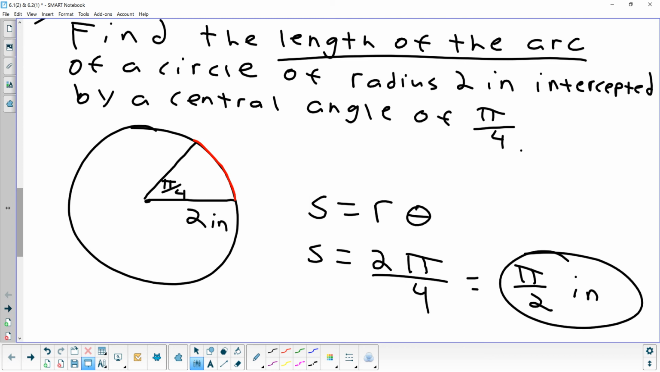Pi over 2 is 90, correct? Degrees. If that was in reference to an angle, it would be 90 degrees. But in this case, it has nothing to do with being an angle. It has to do with the number 1.57 inches. But yes, it would be. Okay, questions on that?